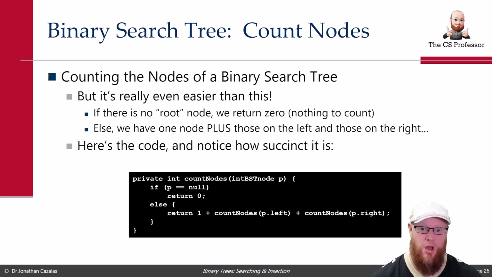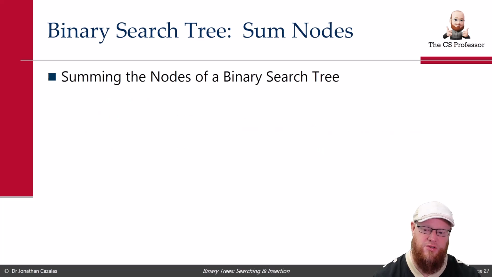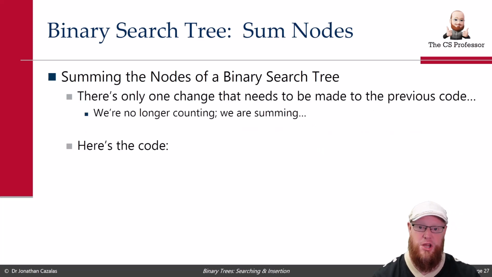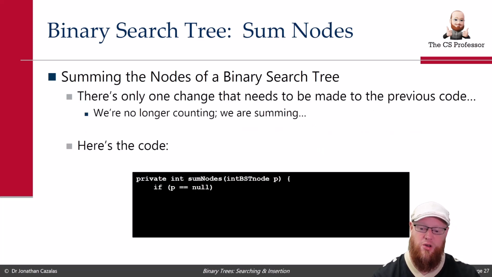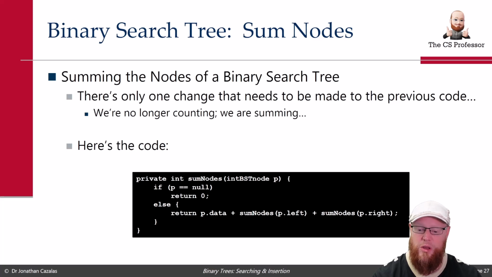So imagine we have just a tree of nodes where every node is just an integer value and then a left and a right. Instead of counting, what would you do to sum those values? And there's only one change that needs to be made. Here's the code. If P is null, return 0. There's nothing to sum. Else, instead of returning 1 plus, we return the data value plus we sum the left side, and then we sum the right side.